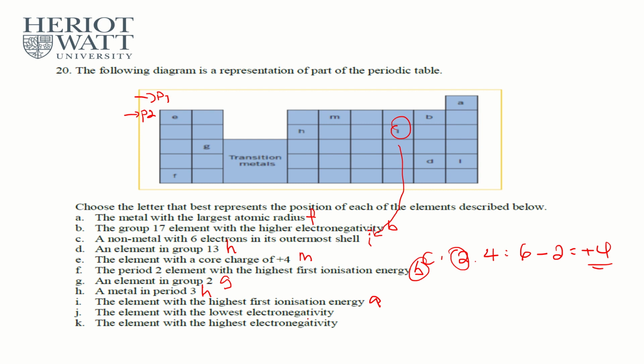Okay, the one with the lowest electronegativity. Lowest electronegativity means if you look at the trend, going down, decrease, across, increase. So it should be the bottom left corner, should be F. Element with the highest electronegativity, again, highest core charge, strongest attraction. So again, it should be A. Okay, so that's the answer for question 20.